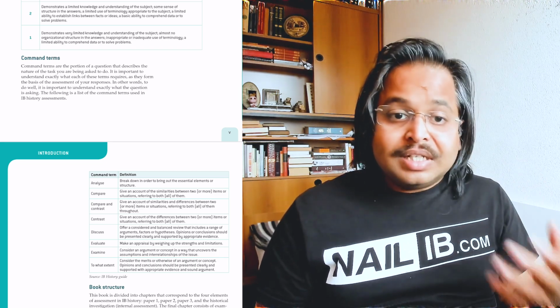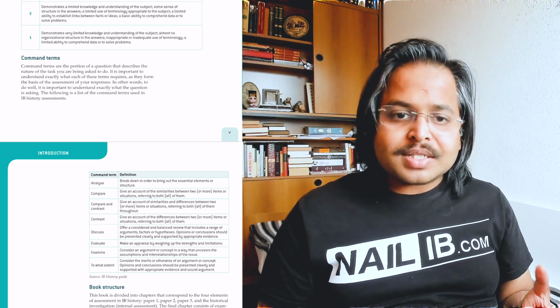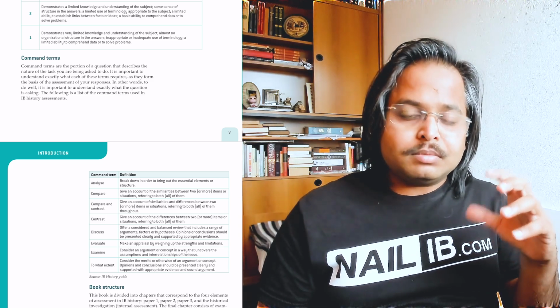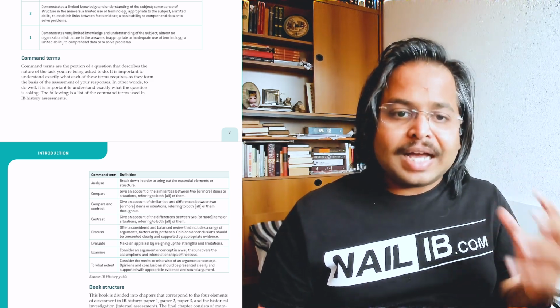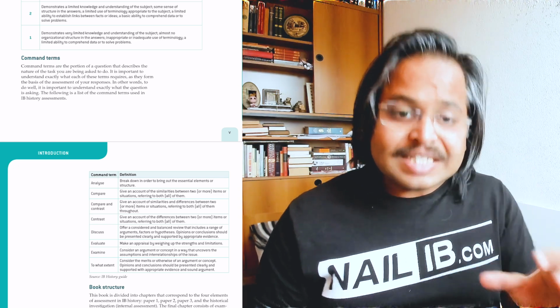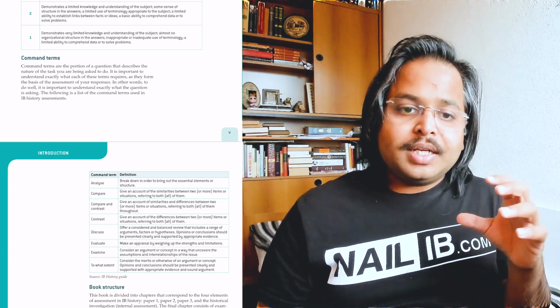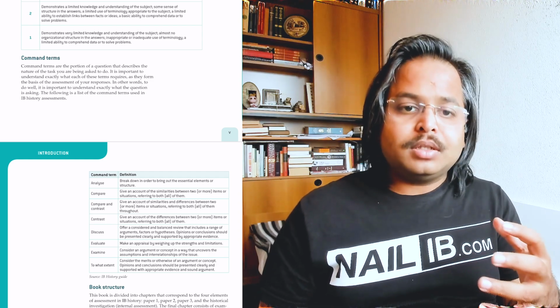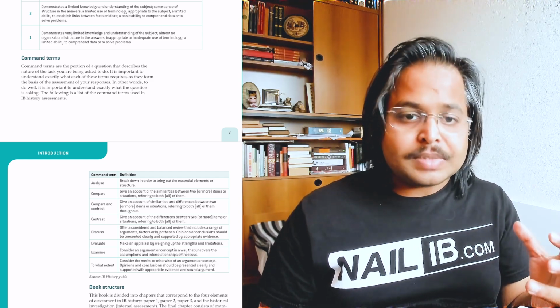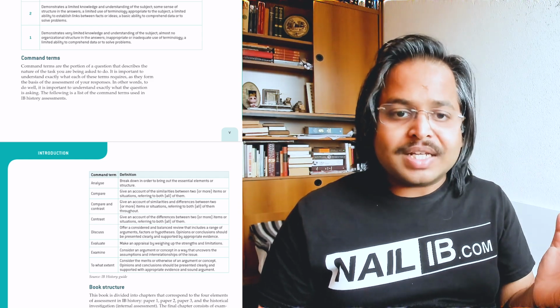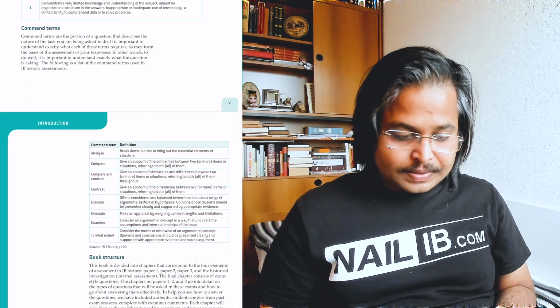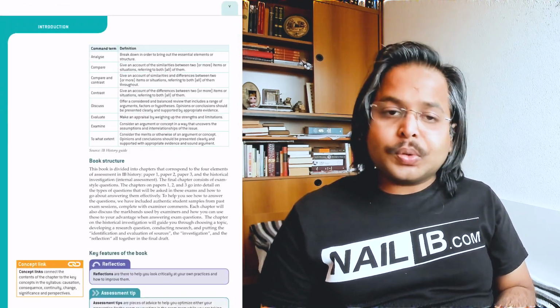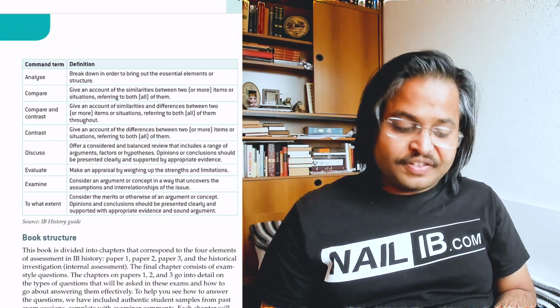There is, of course, a list of command terms that's available to us, and we are very fortunate in the sense that IB very often uses this list of command terms. So in most usual cases, this would be the bunch of command terms that you will be assessed on as far as IB history is concerned. So, let's have a quick look at those command terms, and let's also look at their definitions.